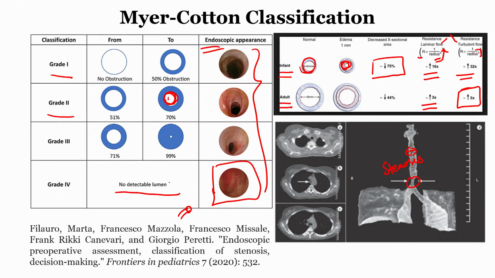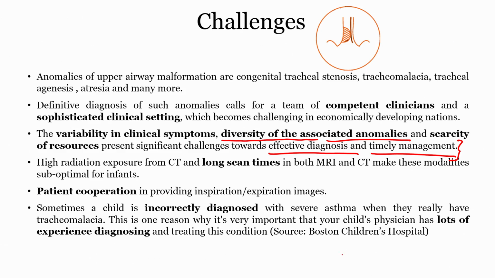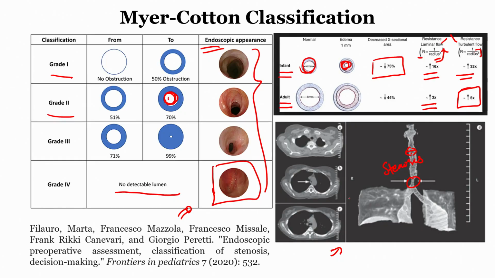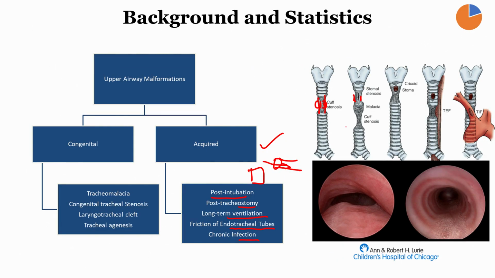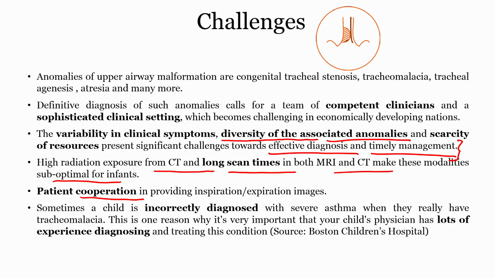Currently, the images we saw are all CT scan images or bronchoscopic images. But what are the challenges with CT scan? It has long scan times, both in MRI and CT, and that is why it is suboptimal for infants. And then there is patient cooperation. Instead of the radiology scans, there are other methods to understand this, something called a spirometer, but that again requires forced inspiration and expiration. That is again not possible when it comes to children or infants.